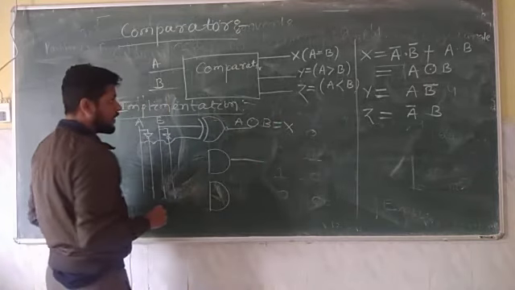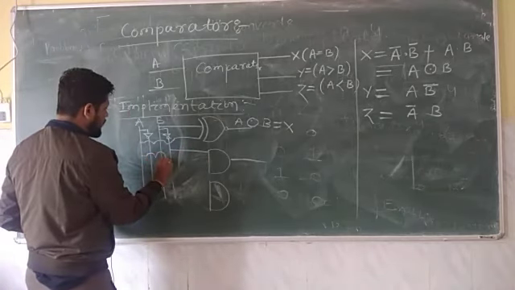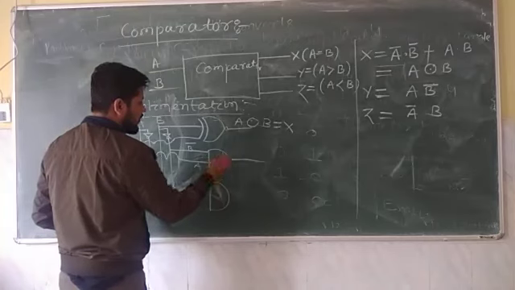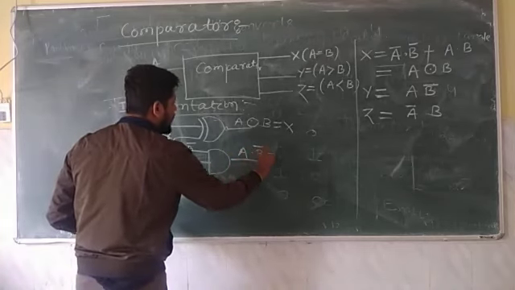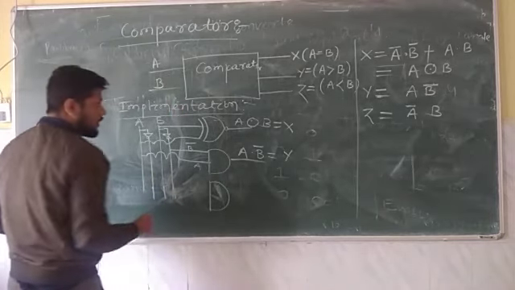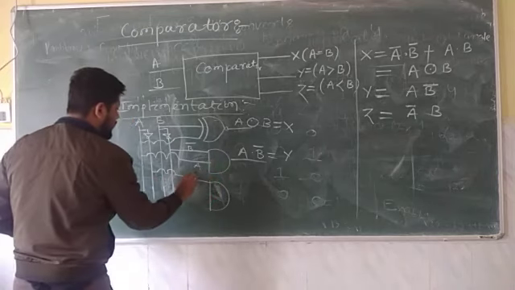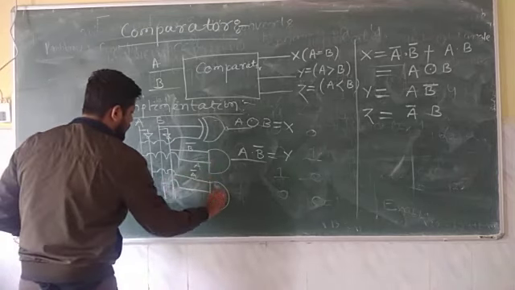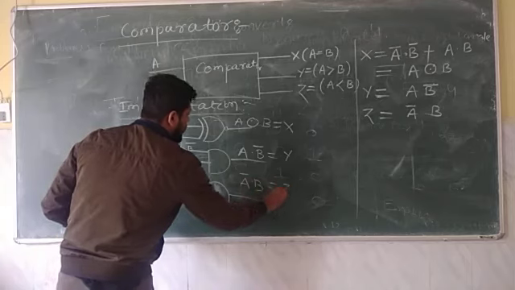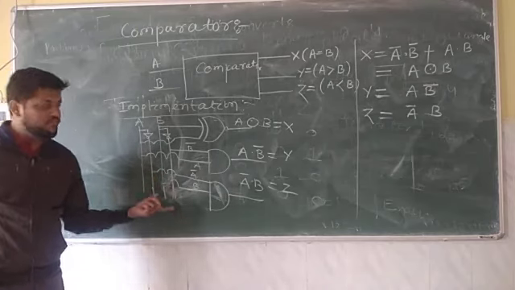Then we have A B bar. So here you connect B. Here this is your A, this is your B bar, and after passing through this AND gate, the output will be A B bar, which is nothing but Y. Then we have this A bar B. So this is A bar and this is B. So we have A bar B, which is equal to Z. So this is your basic. I have implemented the logic by using logic gates.